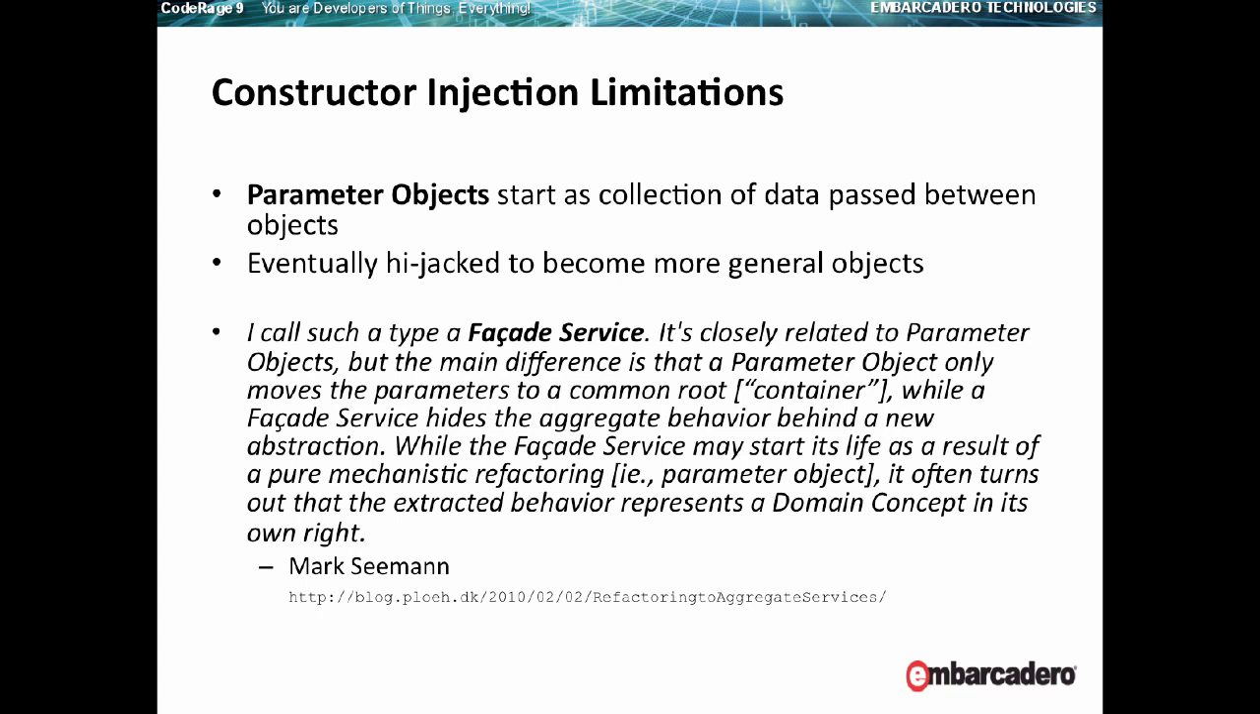And I found Mark Seaman actually addresses this in one of his blog posts. He says, I call such a type a facade service. It's closely related to a parameter object, but the main difference is that a parameter object only moves the parameters to a common root, which is stuffing them in the container, while a facade service hides the aggregate behavior behind a new abstraction. While the facade service may start its life as a result of a pure mechanistic refactoring, which means turning it into a parameter object, it often turns out that the extracted behavior represents a domain concept in its own right, which is why these things always get hijacked.